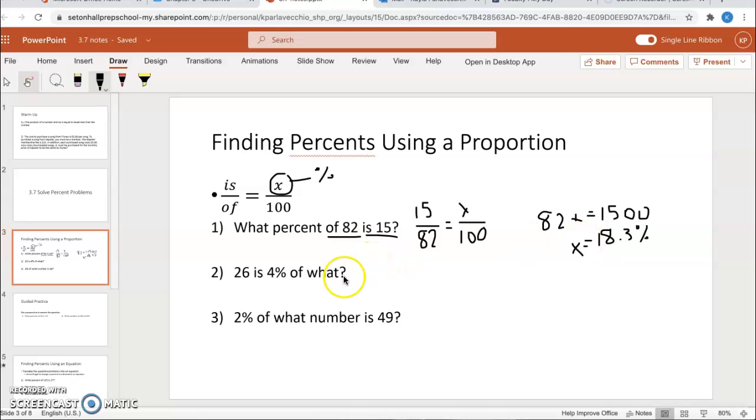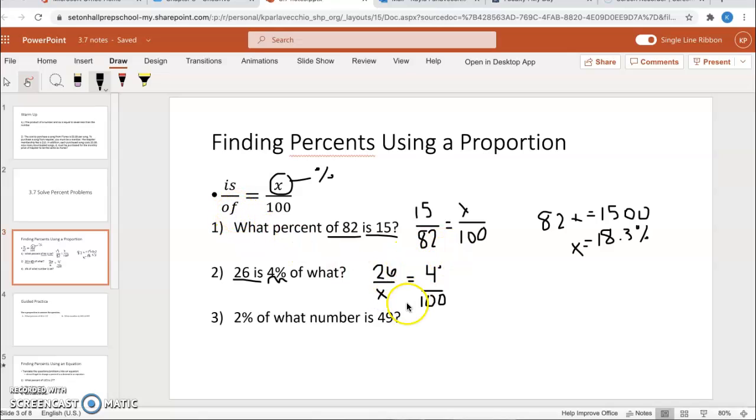For the next example, I gave us 26 is. That 26 is goes in the numerator of our first fraction. Then I gave you the percent, 4%. That's our x, or the numerator of the second fraction. And then of what? I don't know what that of is because I'm asking you what it is. So my variable drops into the denominator where of would be.